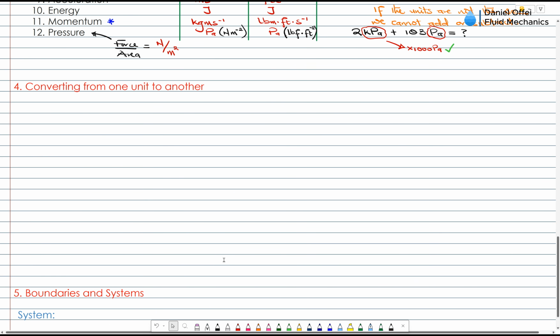Then we also need to know how to convert from one unit to the other, because sometimes you would have in the same question or in the same situation there are different units of the same quantity. We can't work with the two units within the same situation. So we must convert one unit to the other. Knowing how to do that makes you a more efficient engineer.